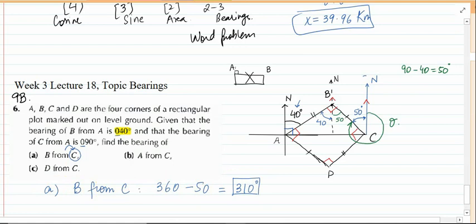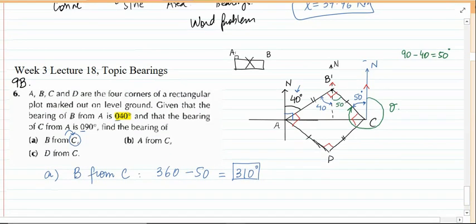Now after that it says A from C. Now A from C, I am going to attempt it with the blue pen. So first I am going to highlight the angle. From the north of C, you need to reach the line A, this one, right?